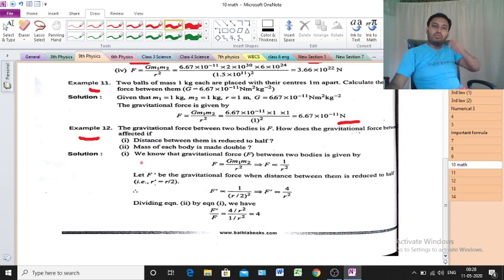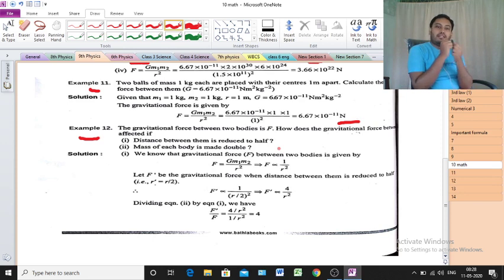Again in point number 2, the mass of each body is made double. Clear? Mass of each body is made double. So let's see what it says. A gravitational force of two bodies is F. So what is the value of the gravitational force between the two bodies? F. Clear?